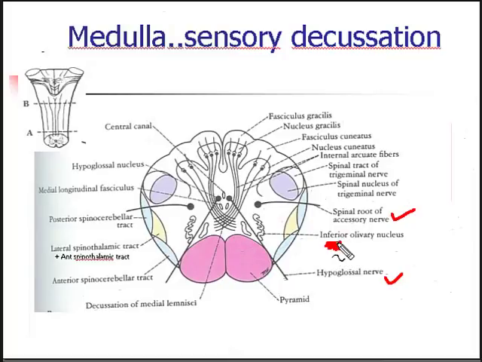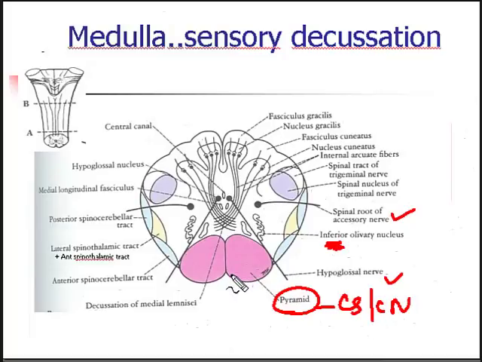Let's see the motor tracts at this level. Here you see the pyramids, which are the ones which contain the corticospinal and the corticonuclear. Remember, I said they maintained an anterior position. So this is where you're seeing the motor tracts.